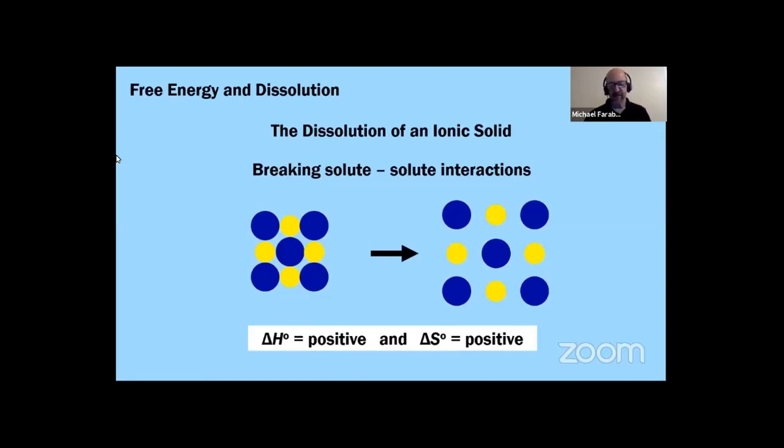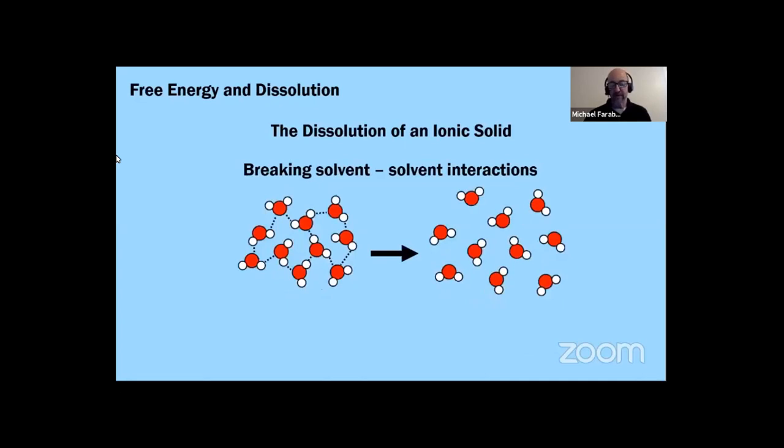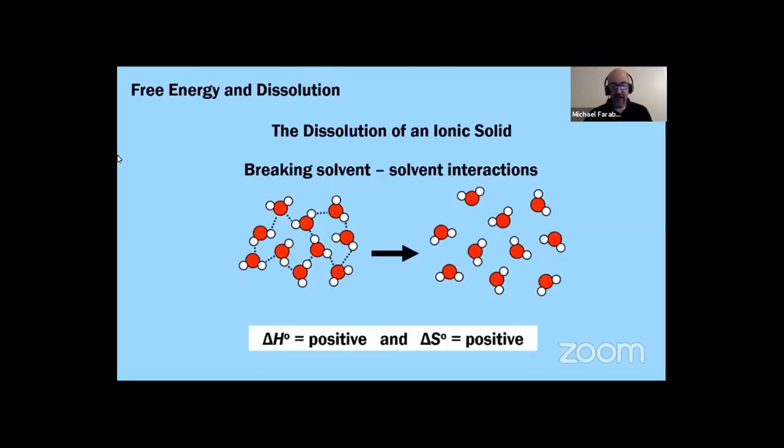So entropy is increasing. You have to break up some solvent interactions. That will also lead to a positive delta H. Anytime you break an attraction or a bond, you're breaking attractive forces, which requires the input of energy, so endothermic. And again, we're pulling the particles apart from each other. So again, a positive delta S.